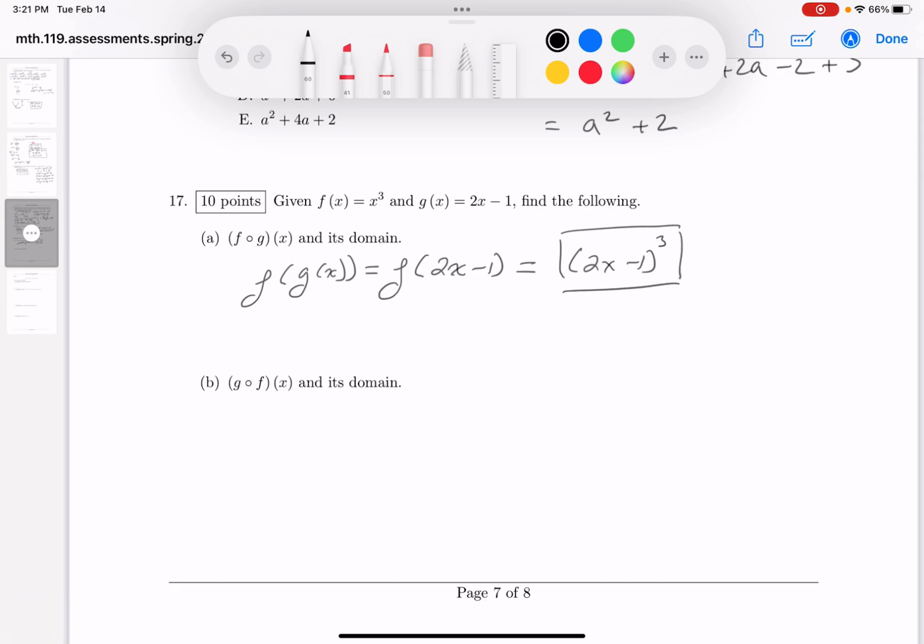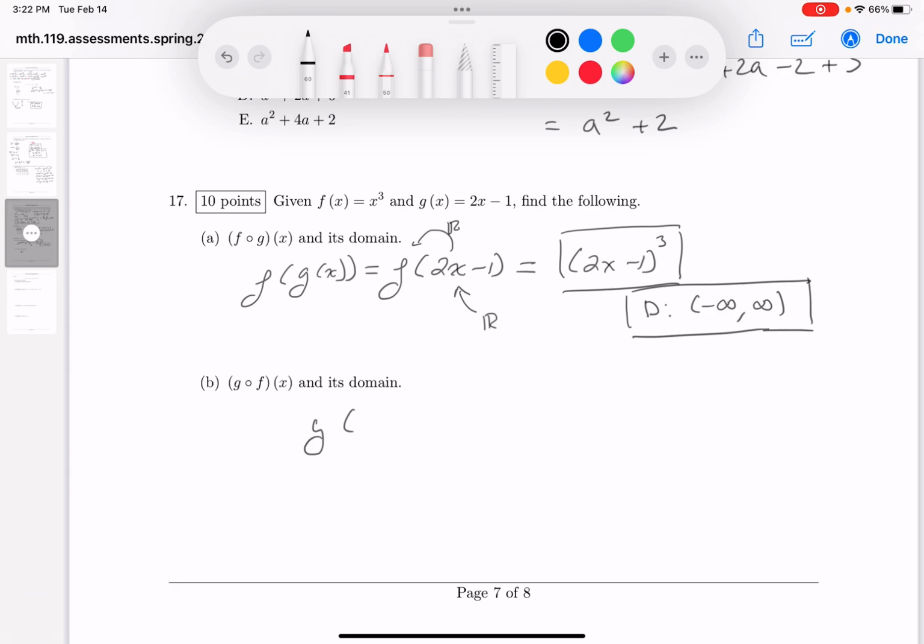What's a domain? Well, what's coming in? All the real numbers. What is it pumping out? All the real numbers. And does f have a trouble with that? It does not. Its domain is also real numbers. So the domain over here is minus infinity to infinity, all real numbers. Let's do the next one.